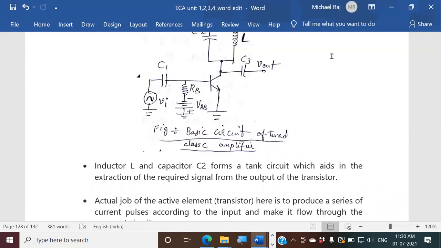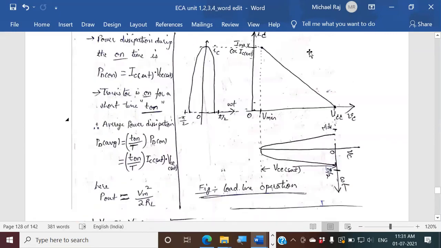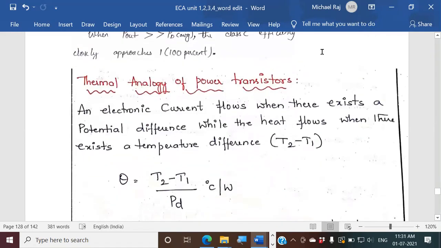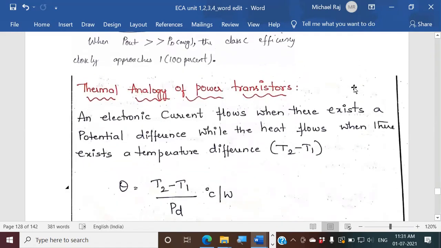Very good, large signal. Power dissipation will be more when we are dealing with a large signal. Hence, we will consider the concept of the thermal analogy of a power transistor. When we discussed unit 1, unit 2, and so on, we never talked about this particular concept. Now we are talking because we are dealing with larger signals.